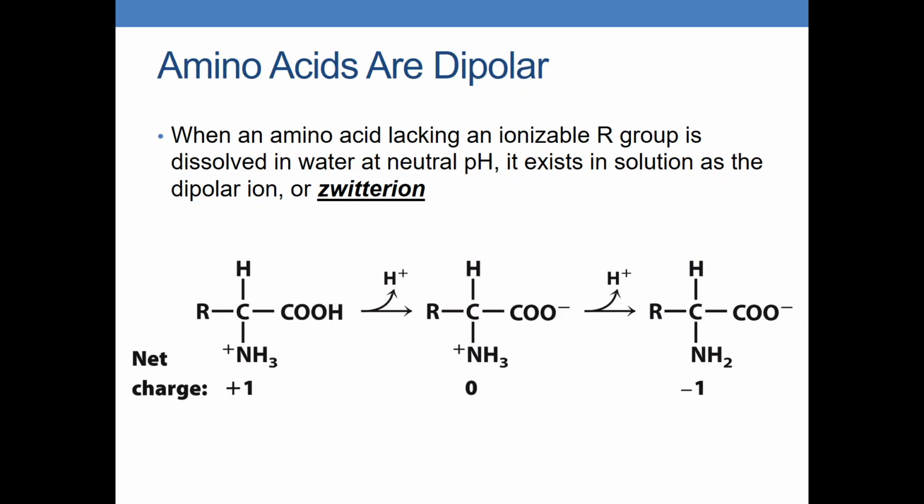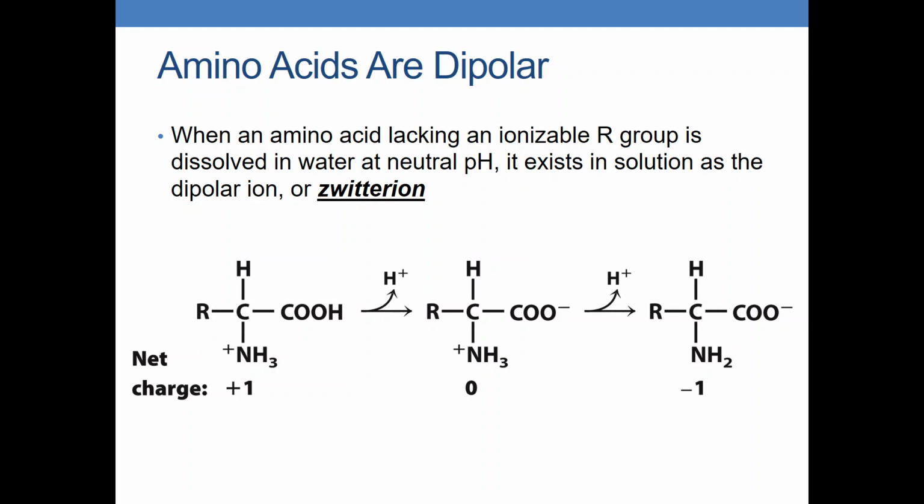The amino and carboxyl groups of amino acids, along with the ionizable R groups of some amino acids, function as weak acids and bases. When an amino acid lacking an ionizable R group is dissolved in water at neutral pH, it exists in solution as a dipolar ion. We also refer to this as a Zwitter ion. Zwitter ions can act as either an acid or a base.